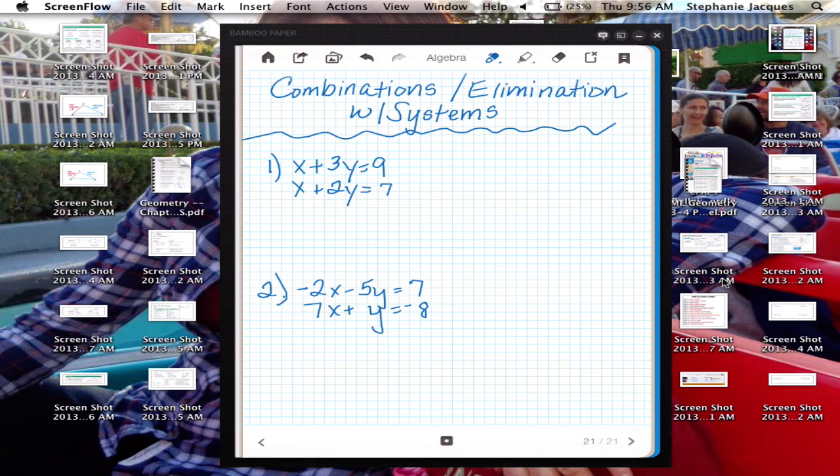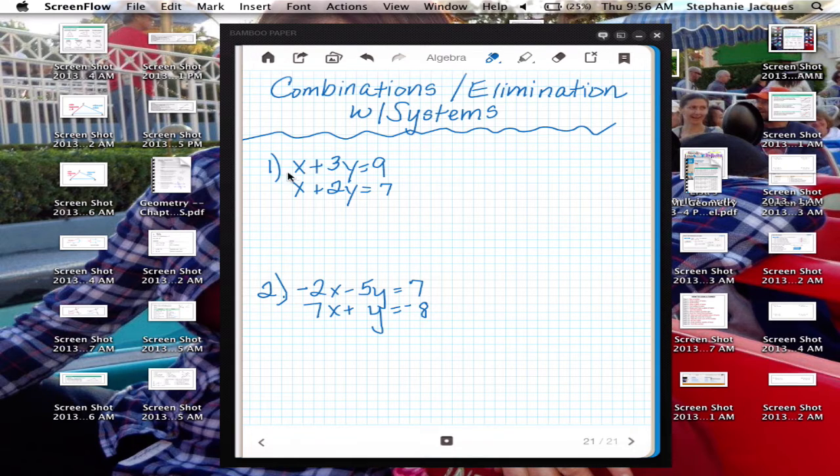Today we'll be talking about combinations, or you could call it elimination, with systems of equations. Before, you learned how to graph it, find the point of intersection, then you learned substitution. Well, here's another way that you can find that point of intersection, and I think you're going to find this a lot easier than what you were doing before.